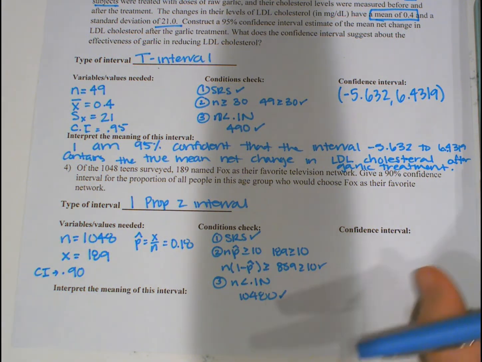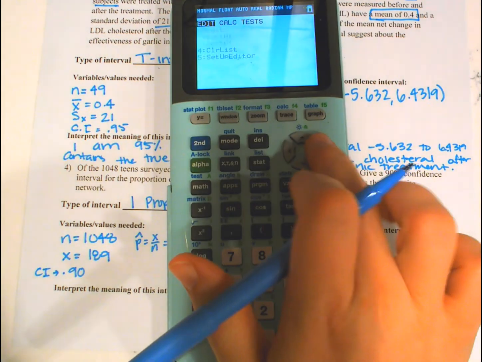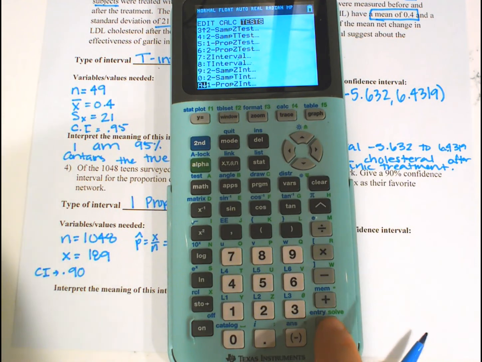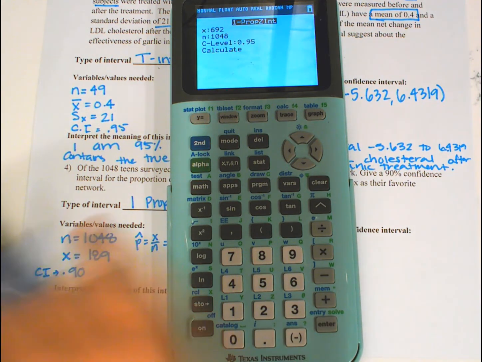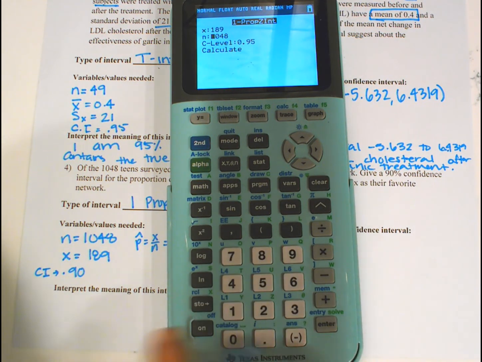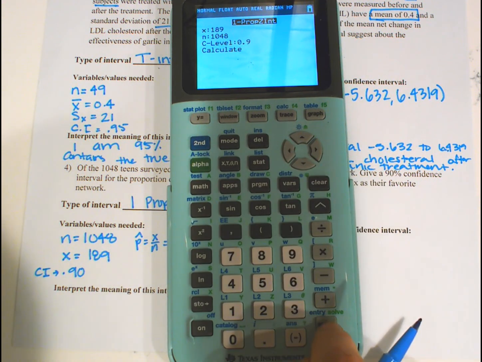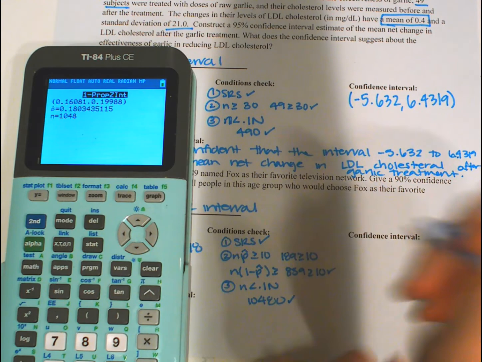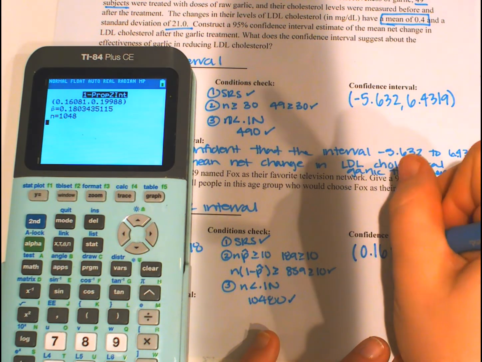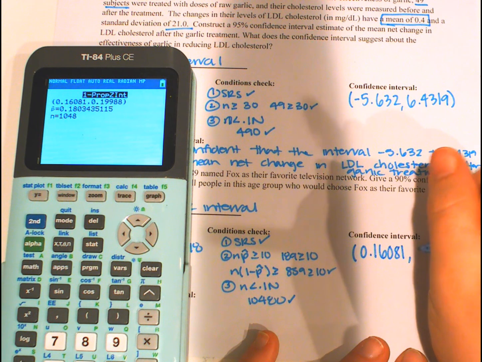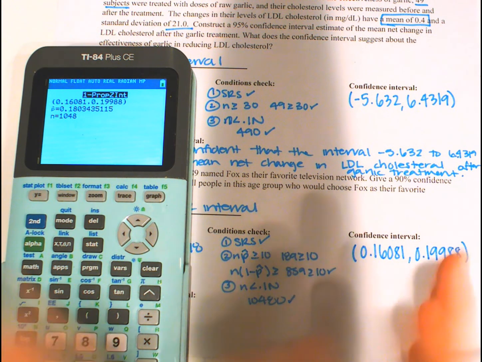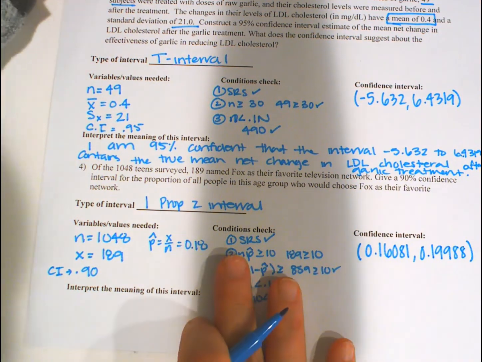So I'm going to go ahead with my calculator, hit stat, test. I'm running a 1 prop z interval. My x value is 189. My n value is 1,048. And I'm running a 90% confidence interval. So when I do that, I get 0.16081 and 0.19988. So from there, we can interpret this.